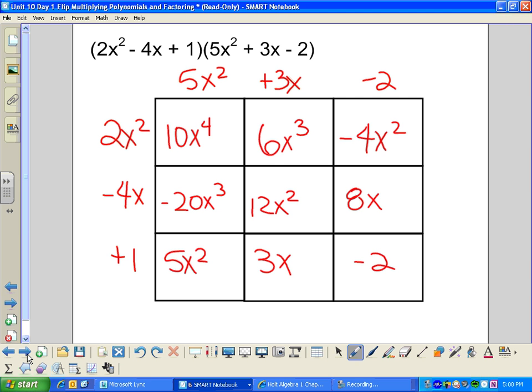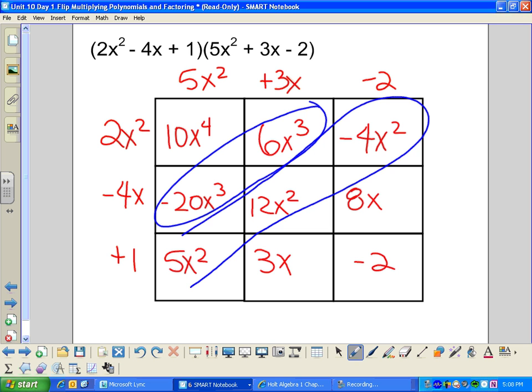My x to the 4th, I don't have any other x to the 4th, but I have some x cubes. Where are my x squareds? Oh, there they are. Noticing anything cool looking? Got some x's going on right here. All right, here we go.